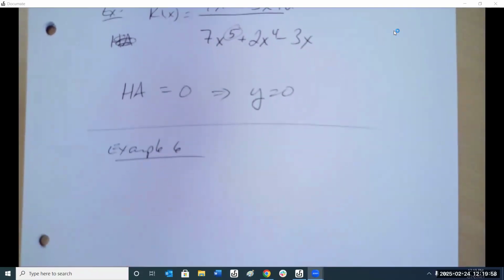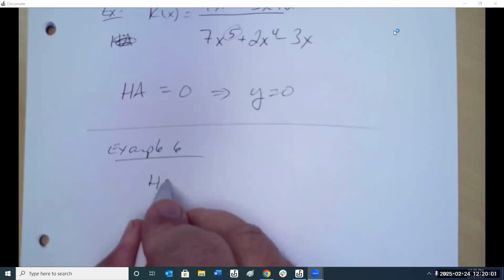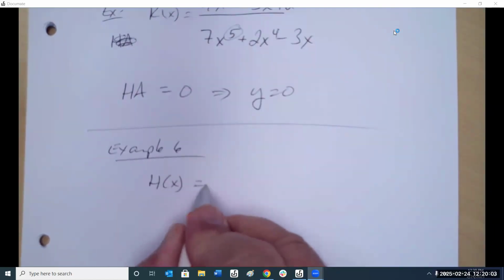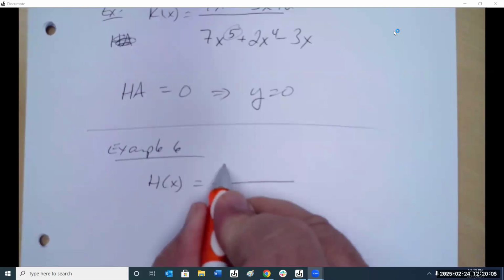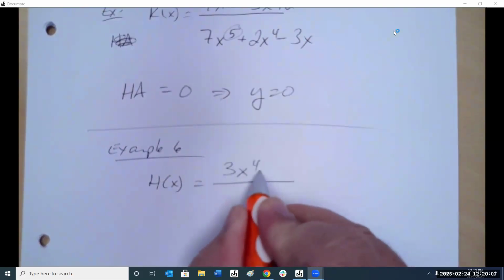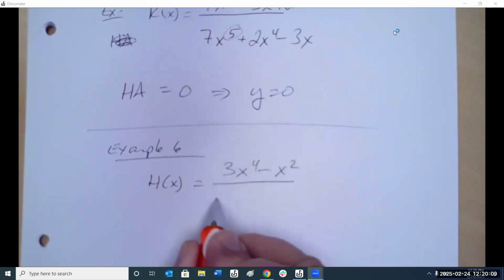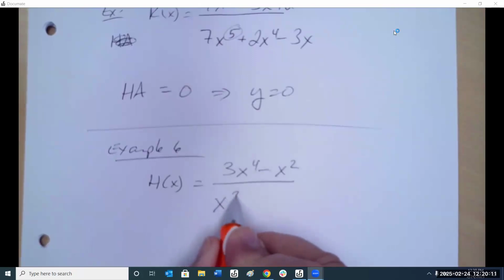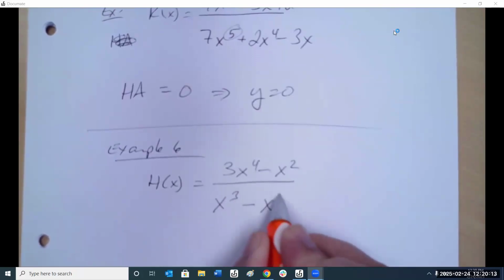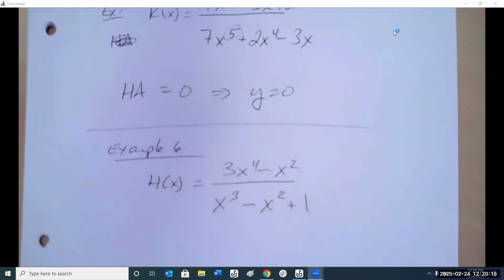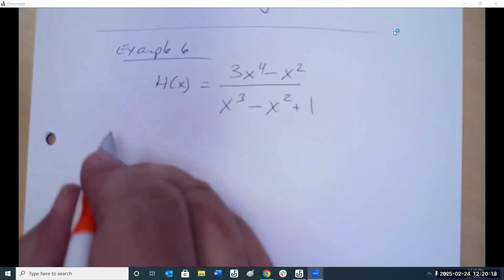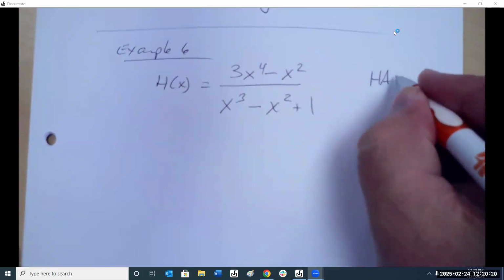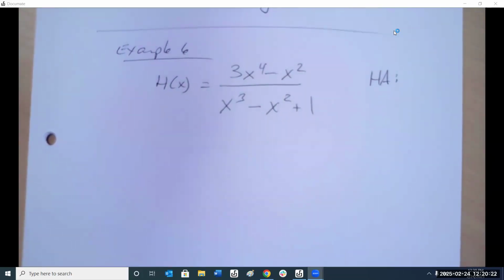Example 6. How about this one? H of x is equal to 3x to the 4 minus x squared, x cubed minus x squared plus 1. What's the horizontal asymptote?